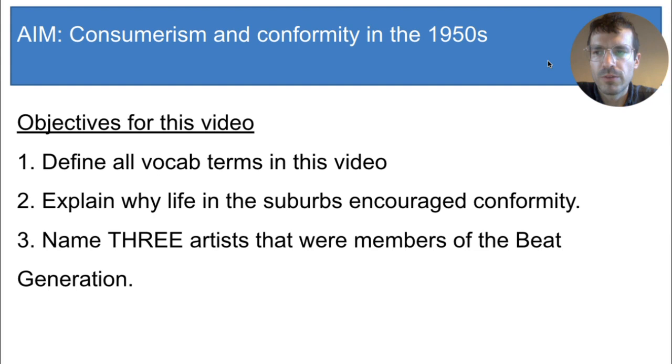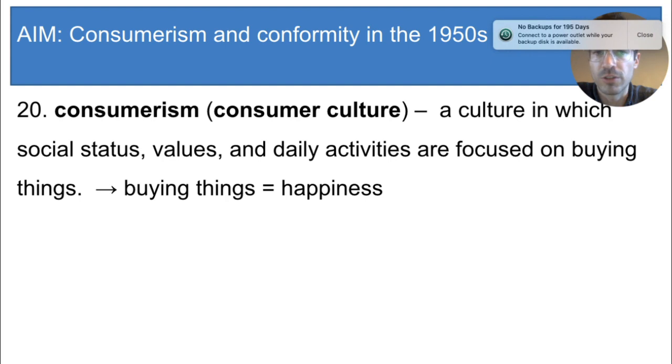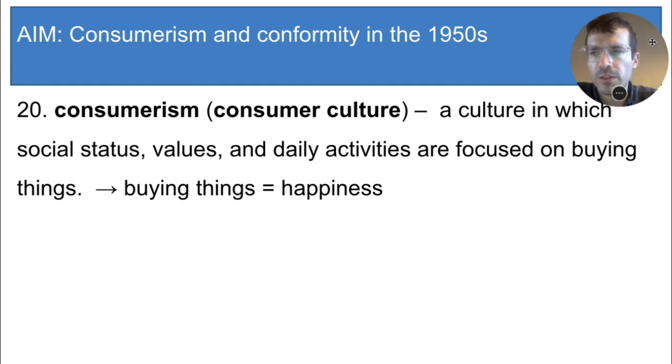In today's video, we are going to look at some social trends in 1950s America, and the first trend is consumerism, also called consumer culture. Consumerism is a culture in which social status, values, and daily activities are focused on buying. Another way to think about this is that consumerism is the belief that happiness can be obtained by buying things.